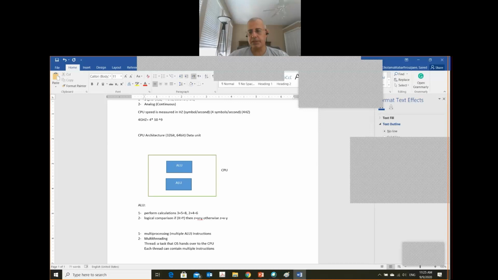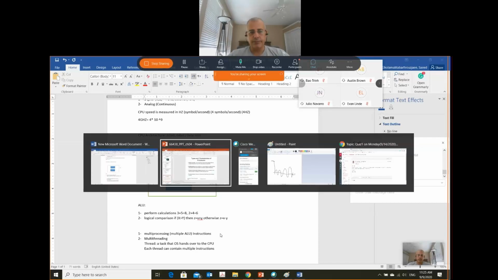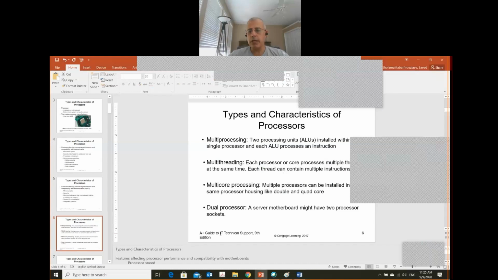This is the next method that we can use to improve our processing performance: multithreading. Each thread includes multiple instructions. Each processor and core processes multiple threads at the same time. Each thread can contain multiple instructions.